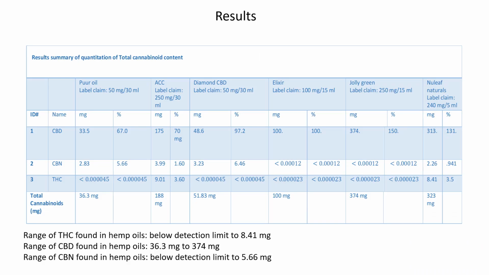These are my results for all six hemp oils that I tested. The range of THC found in hemp oils was from below the detection limit to about 8.41 milligrams. The range of CBD was about 36.3 milligrams to 374, and CBN was below the detection limit to about 5.66 milligrams.